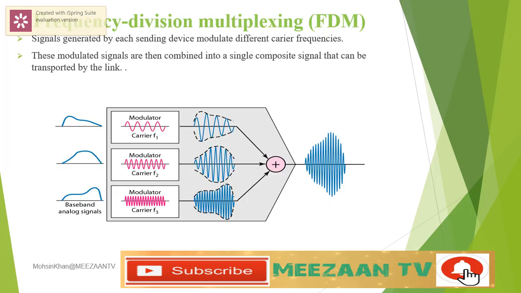Frequency division multiplexing (FDM) is an analog technique that can be applied when the bandwidth of a link in Hertz is greater than the combined bandwidths of the signals to be transmitted. In FDM, signals generated by each sending device modulate different carrier frequencies. These modulated signals are then combined into a single composite signal that can be transported by the link.